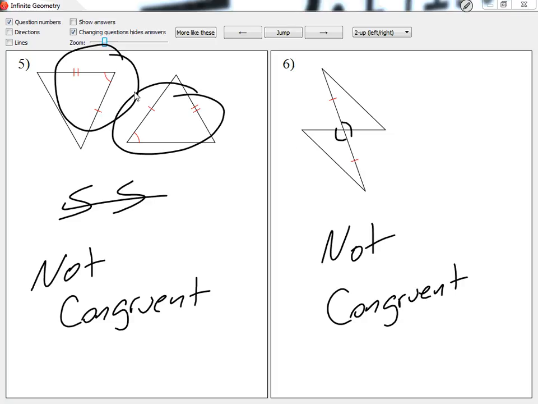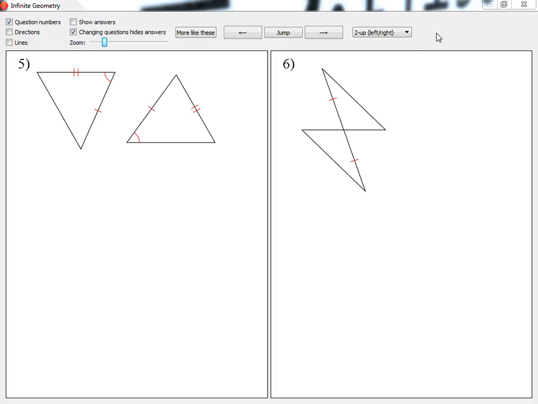How can I tell number 5? They're marked differently. If you notice, in the one on the left, the angle is between the sides, but in the one on the right, it's different. Because they're marked differently, that's why they're not congruent.